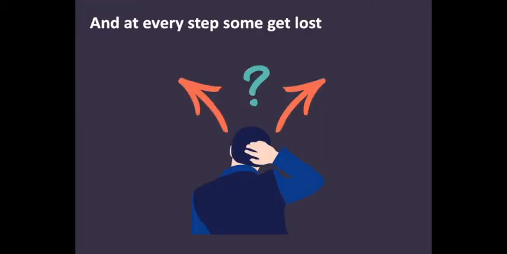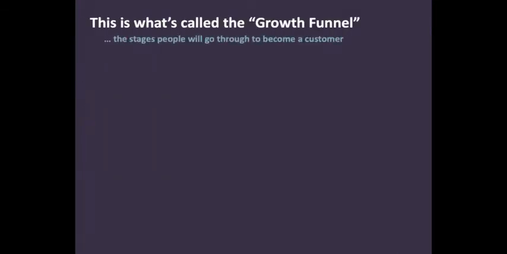They're going to go to your competitors, if you have competitors. They're going to do other things. They're going to rely on their old way of solving the problem. There are so many things that they can just wander off and do instead of using your product, right? So that's what's called the growth funnel. It's the stages that people will go through before they become a customer of your product, right? And there are a couple of stages, and we'll go through them one by one.